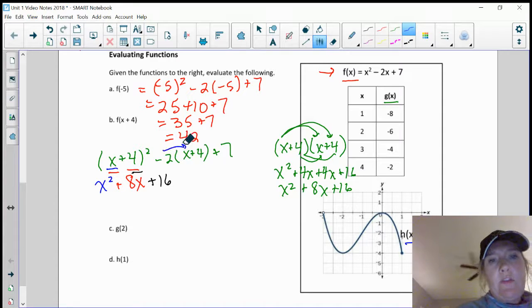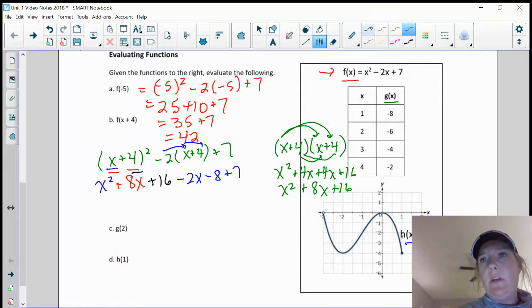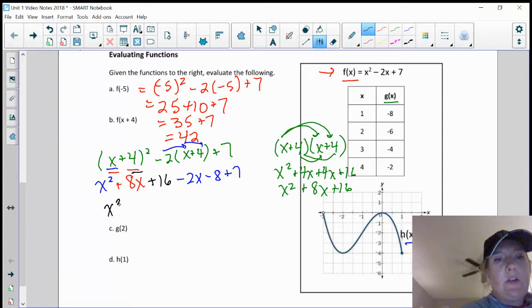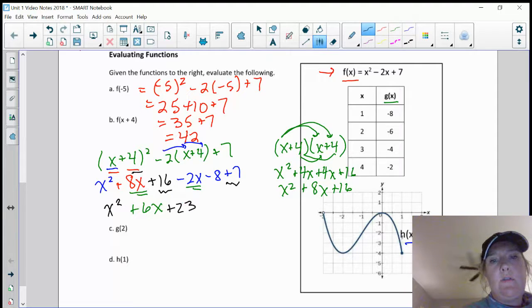Next, I'm going to distribute the -2 to both terms. So I have minus 2x minus 8 plus 7. Then I'm going to go through and combine my like terms. Remember, like terms have the same exponent, so there's only one x squared. Then I'm going to combine my x's. So that'll give me a positive 6x. And then I'm going to combine my constants. So the 16 and the 7 is 23.